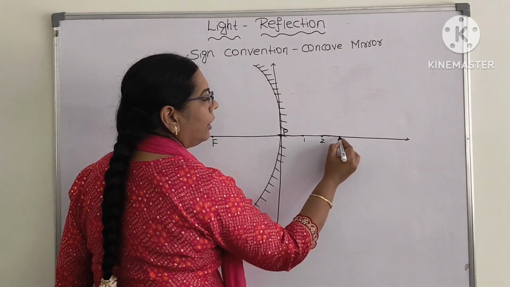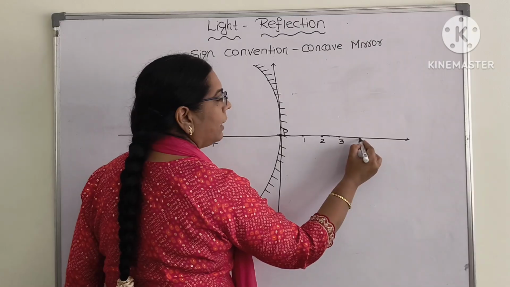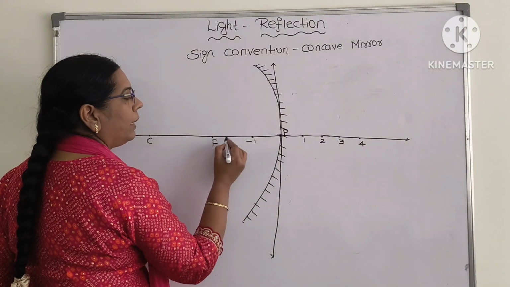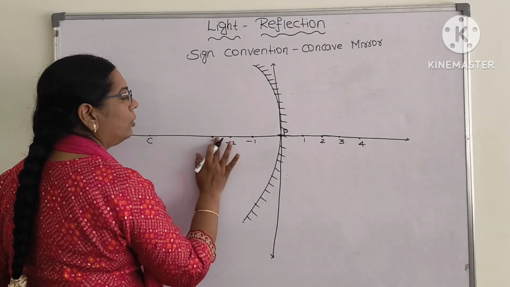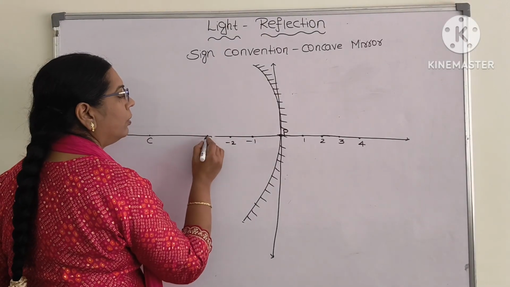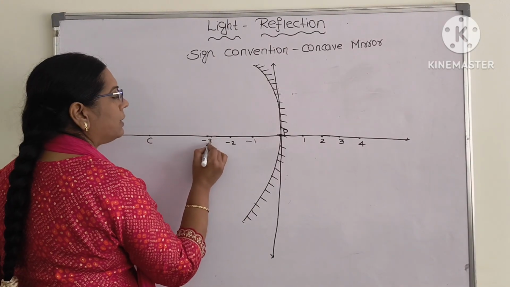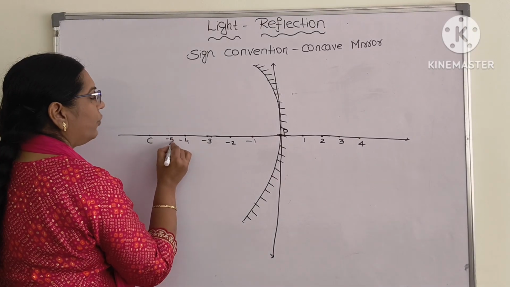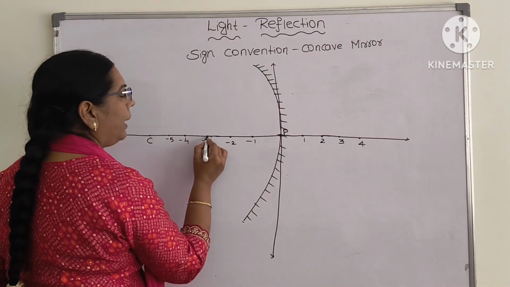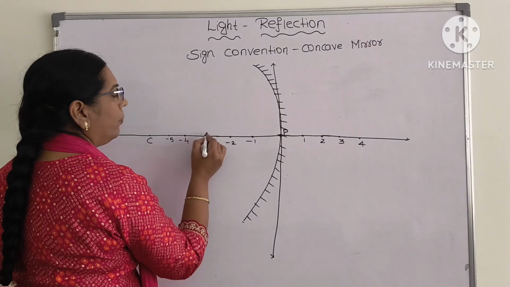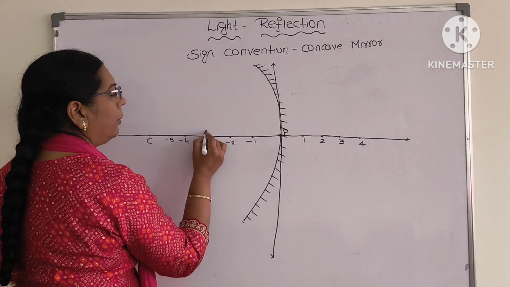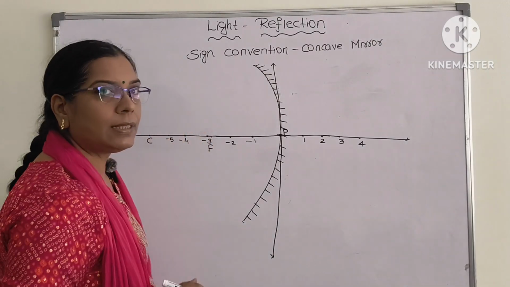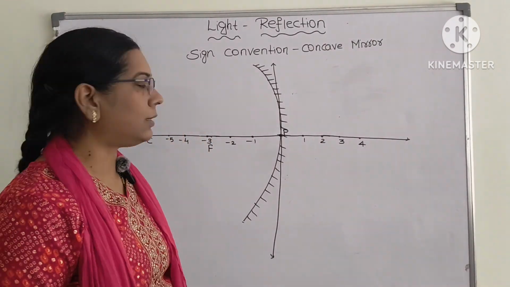I'll just give some numbers for your understanding. 4. And then how should I draw this? -1, -2, -3, -4, -5, and so on. Let the focus be at -3.